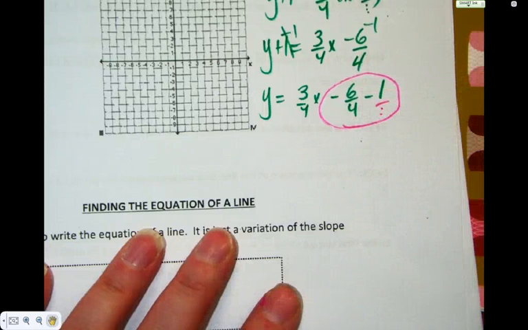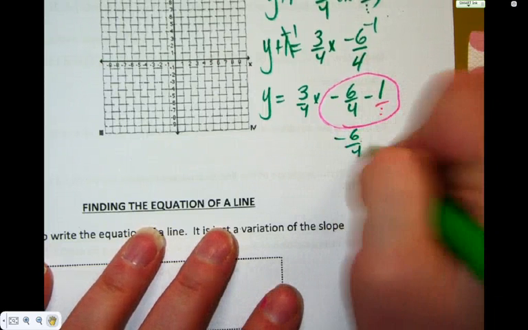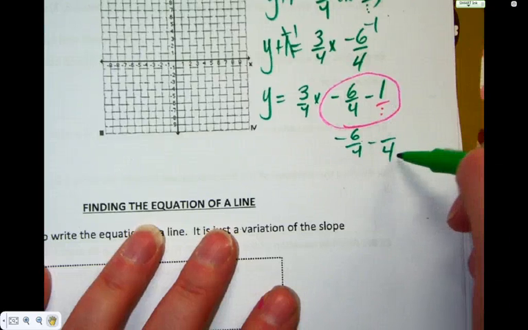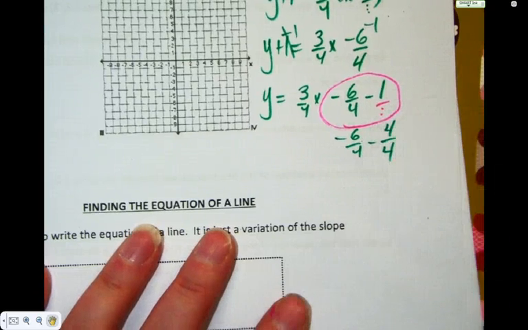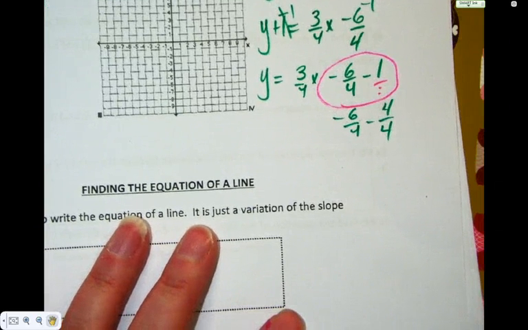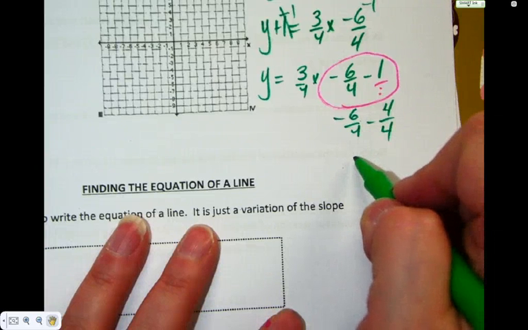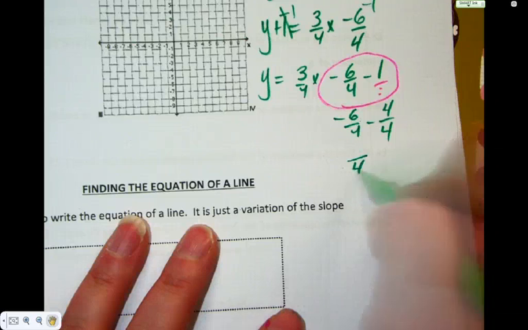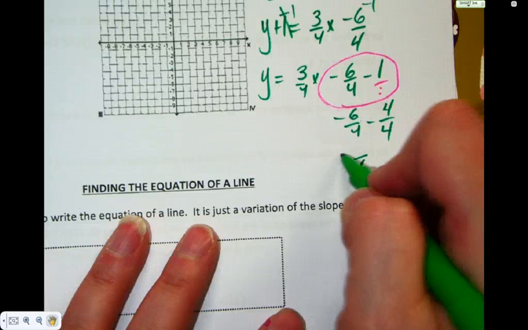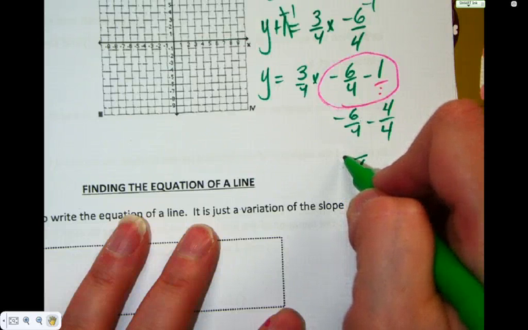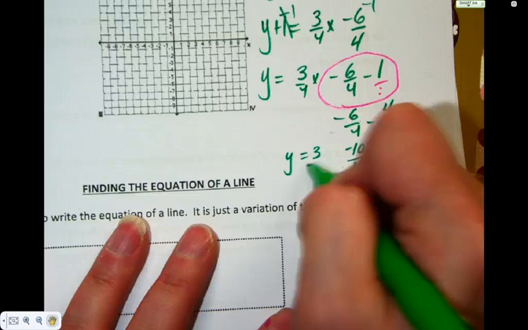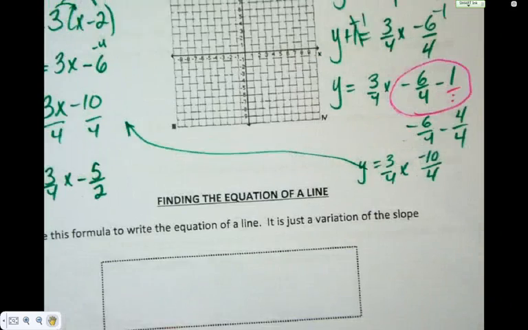Common denominator between 1 and 4. So I'm going to keep the 6 over 4, and I'm going to put the second fraction over 4. How does 1 go into 4? Times 4, so 1 times 4 is 4. How do we subtract fractions once we have common denominator? Keep the bottom, subtract the top. -6, -4, -10. And we're exactly where we were on that side.